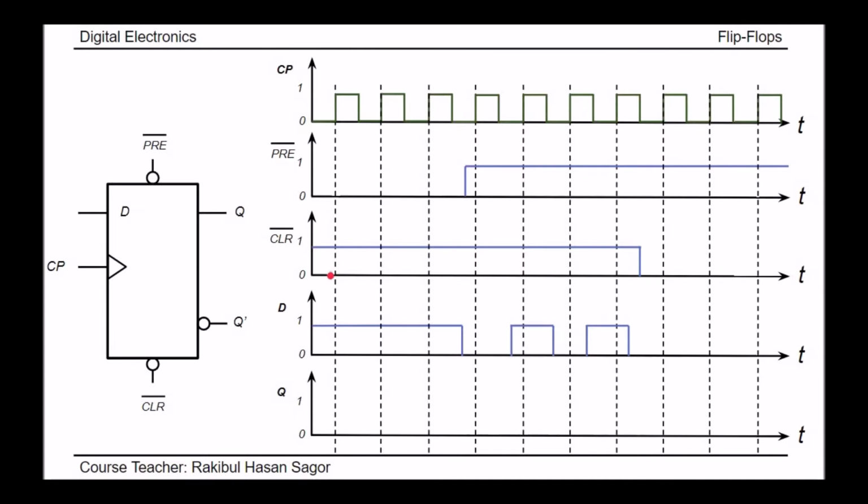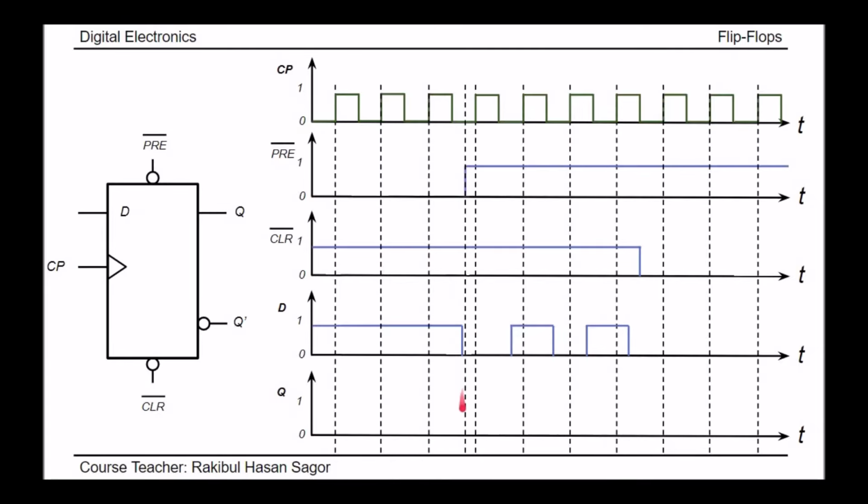Now, initially, what is the value of Q? We can see the value of preset is 0 and the clear value is 1. Clear value is 1 means clear is not activated, rather preset is activated because they are active low. As preset is 0, the preset is activated. When preset is activated, what will be the output? Output doesn't depend on clock pulse or D input, rather the output will be forcibly 1. Up to which time? Up to this amount of time, the output will remain 1.